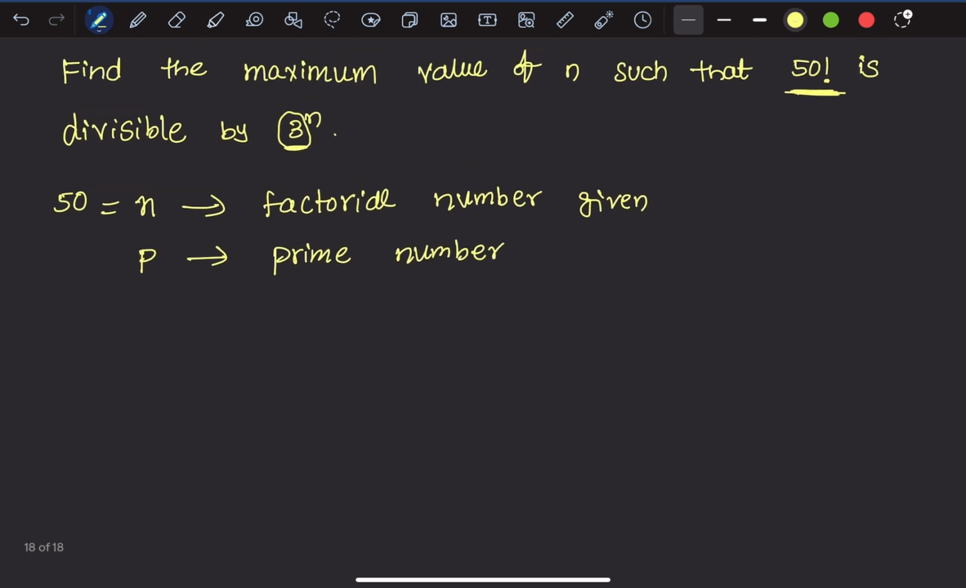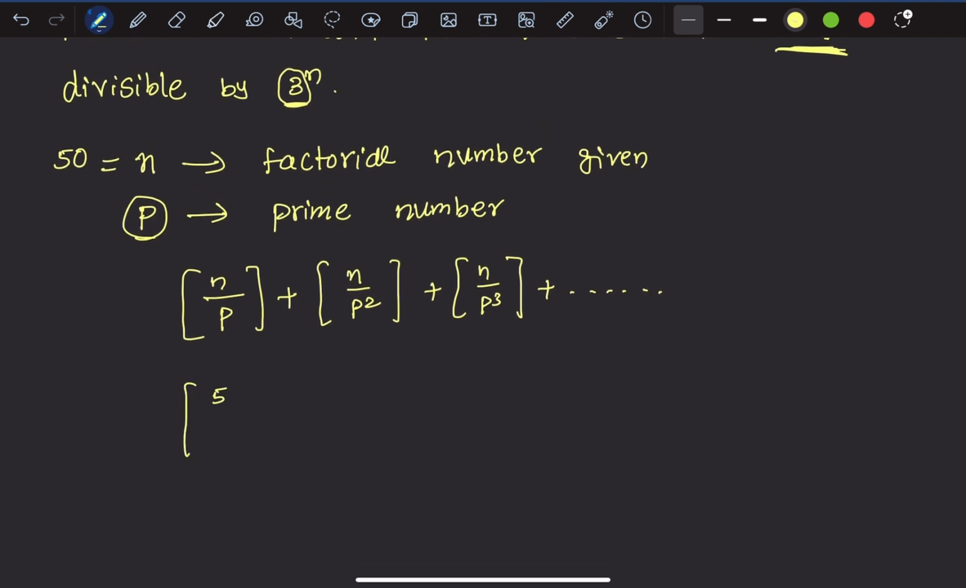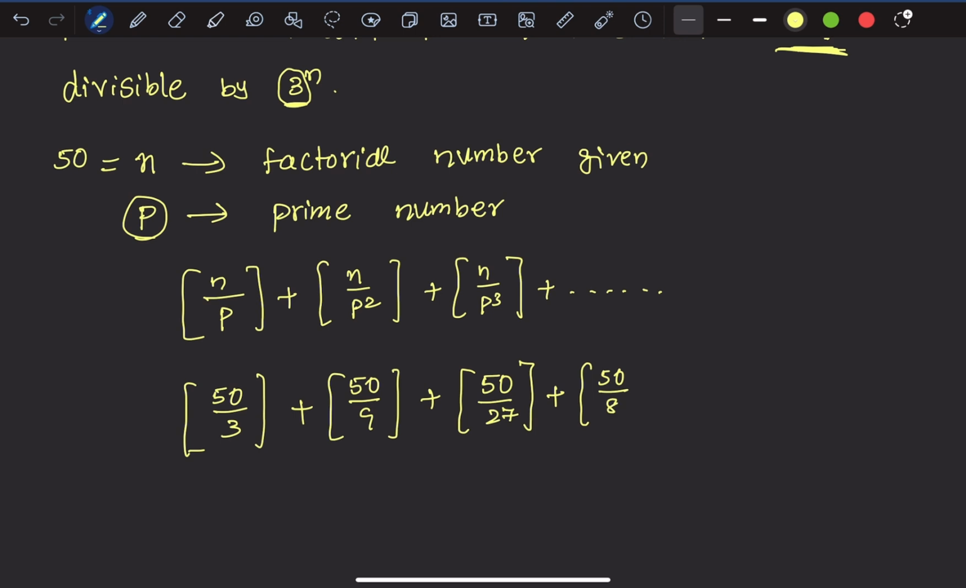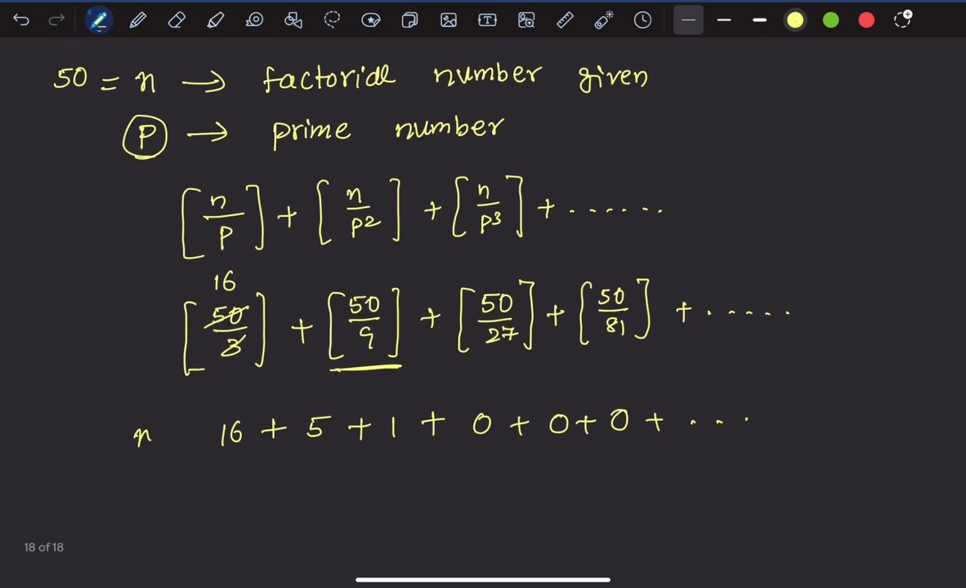Alright. If you have to find the power of this prime number in this particular factorial number, the formula will be simply the integral part of n by p plus the integral part of n by p square plus the integral part of n by p cube plus and so on. So here it will be simply 50 by 3 plus 50 by 9 plus 50 by 27 plus 50 by 81 and so on. So this will be 3 ones, 3 6 18. The integral part will be 16, plus the integral part of this will be 5, and here it will be 1, and after that it will be all zeros. So 16 plus 5 is 21 plus 1 is 22. So 22 is your answer.